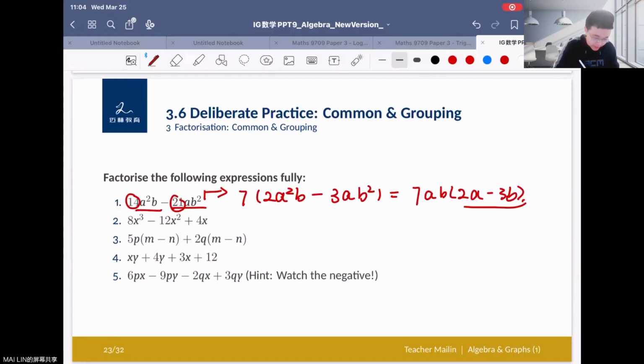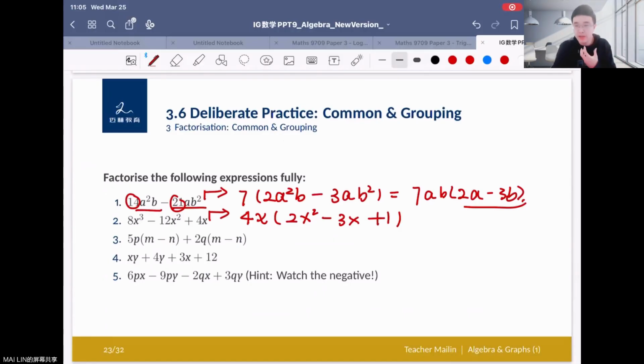And in the second problem, we want to factorize the expression 8x cubed minus 12x squared plus 4x. They all have 4x, so first you can extract the 4x outside. So 8x cubed over 4x is 2x squared, and the second term, negative 12x squared over 4x, is minus 3x. And for plus 4x, extracting 4x leaves 1. So that is 4x times 2x squared minus 3x plus 1.